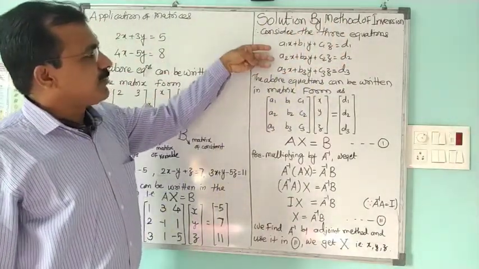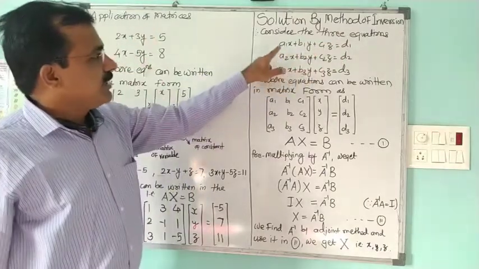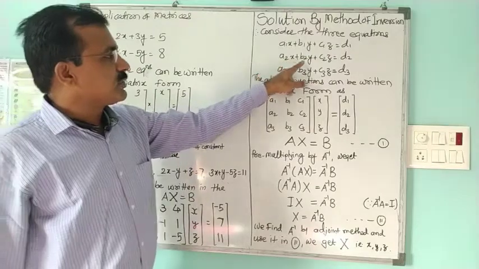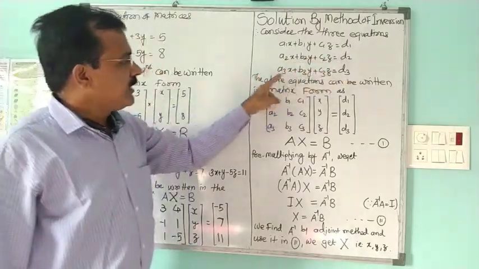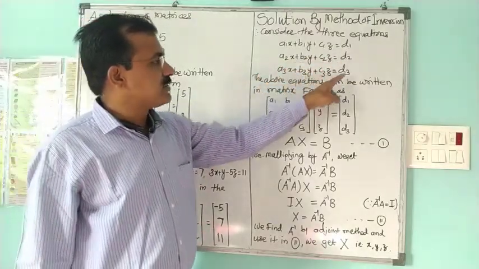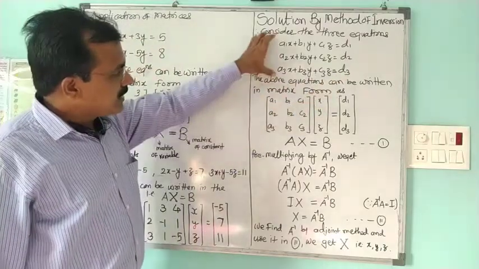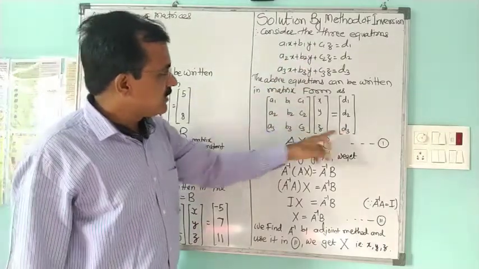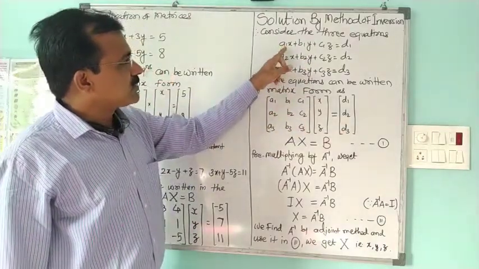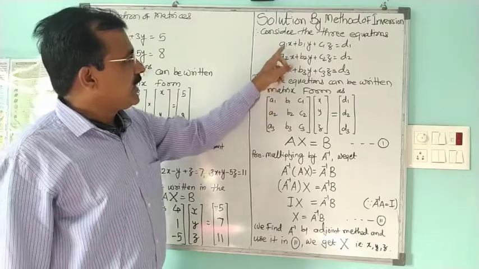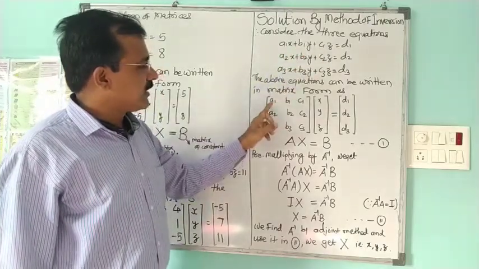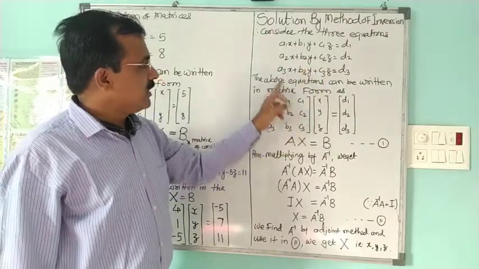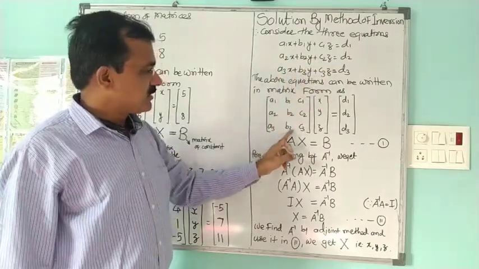In general I am considering three equations: a1x plus b1y plus c1z is equal to d1, a2x plus b2y plus c2z is equal to d2, a3x plus b3y plus c3z is equal to d3. Then these three equations, as we have written in matrix form, can be written like this, where the coefficients of x, y, z from the first equation are a1, b1, c1, they are in the first row, a2, b2, c2 in the second row, a3, b3, c3 in the third row.